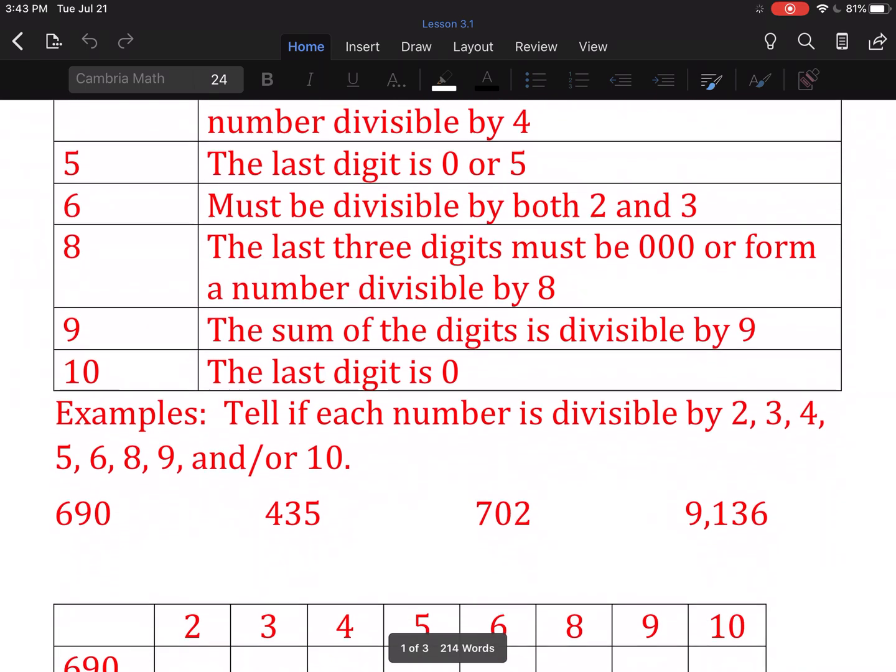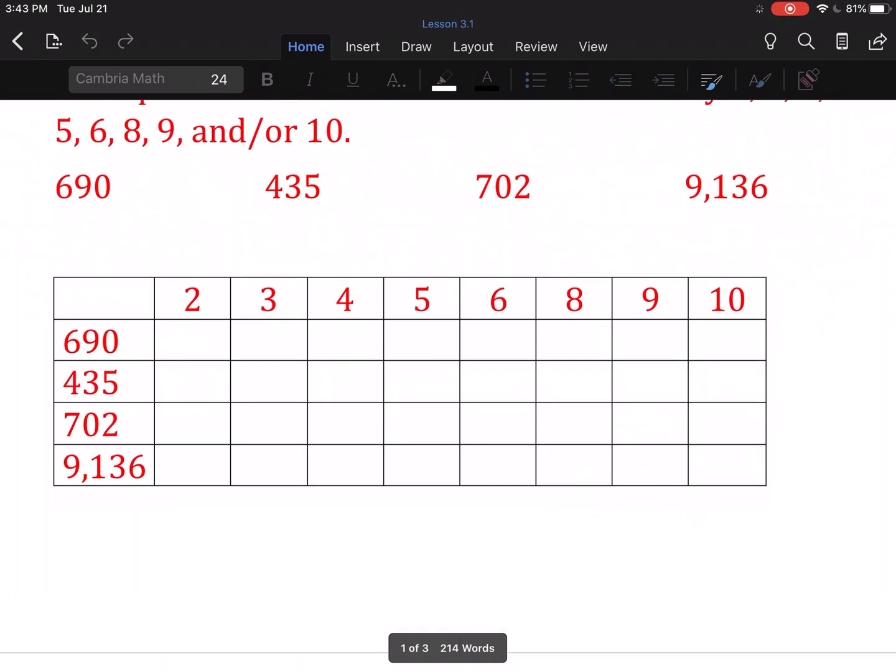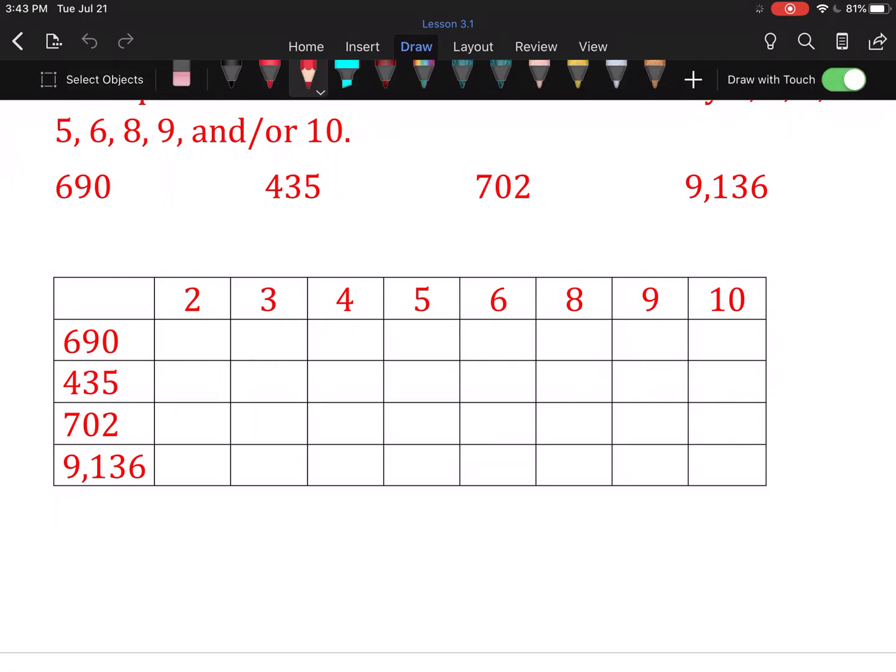So we're just going to tell if each of these numbers is divisible by these various numbers, and we're going to do a chart to show this. So rather than saying, is 690 divisible by all of these, I find it easier to say, okay, the rule for 2 is that your last number must be even. The last number of 690 is 0. That's even, so that's fine.